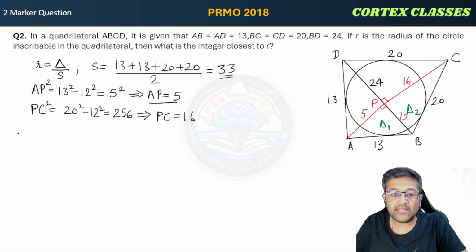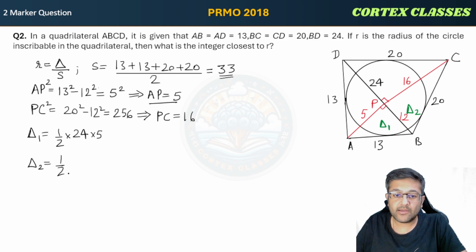Now we can add up the areas. What is delta 1? Half base, take the base to be this length BD. So that is 24 into height. So how much is the height for the first triangle? 5. Right? So this is delta 1. Similarly, what is delta 2? Half base into height, half into base is 24 into height is 16 in that case. So that's it. You have to add them up.